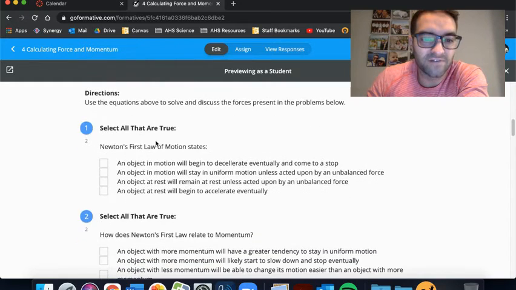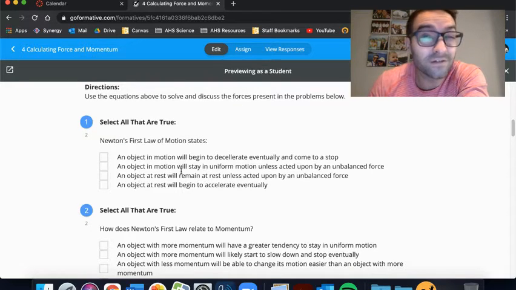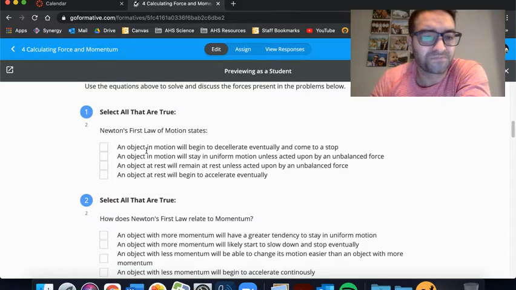To get started, though, I have a couple questions about Newton's first law and kind of getting you to think about what we've already learned and how it ties into momentum. Many of us, I think, are familiar with the concept of momentum, but haven't necessarily thought about how it's related to what we've already learned. So, just a reminder, Newton's first law of motion states, this is something we've covered 3 or 4 times now since the beginning of the year.